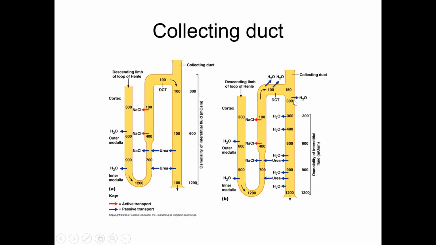Okay, your book also talks about urea, a small molecule which helps to create or establish this concentration gradient. You can just skip that part. We just talk about the ions and water movement. We will skip urea's function in this area. Okay, so the water has the ability to move out in the collecting duct.